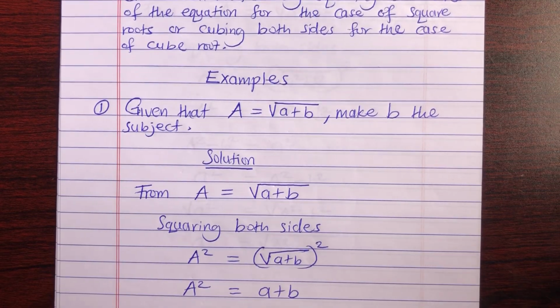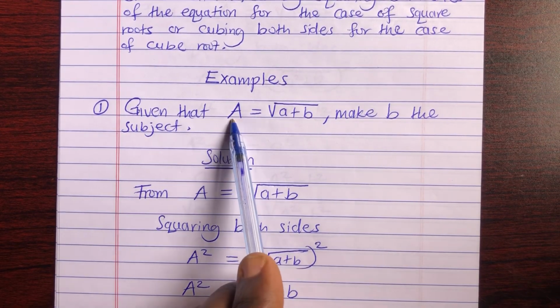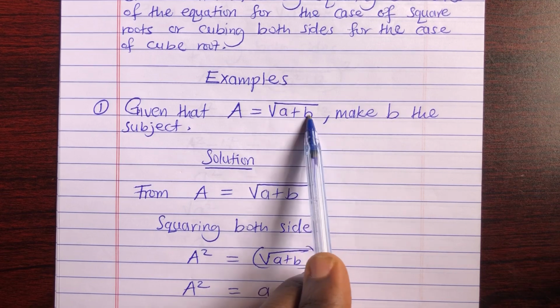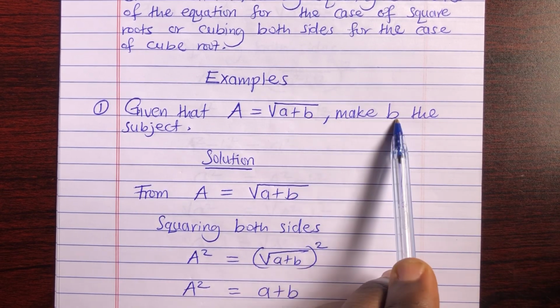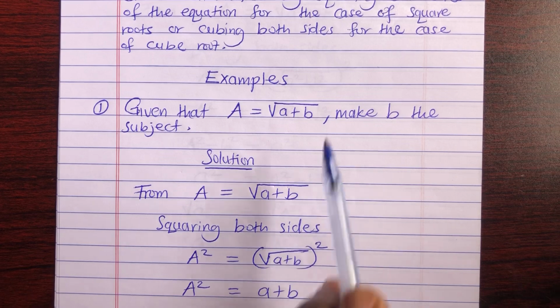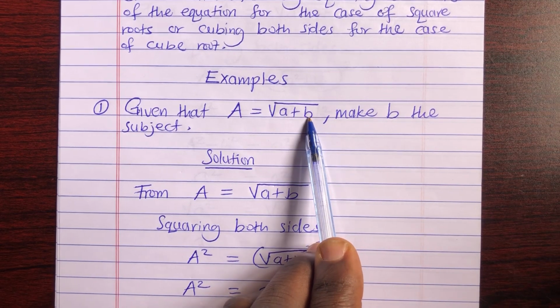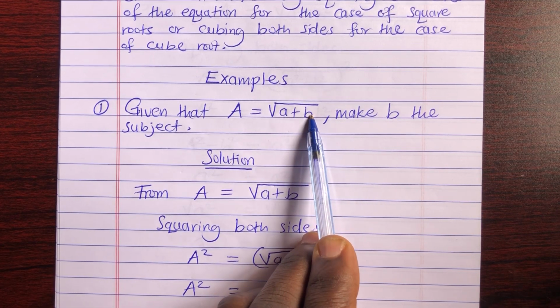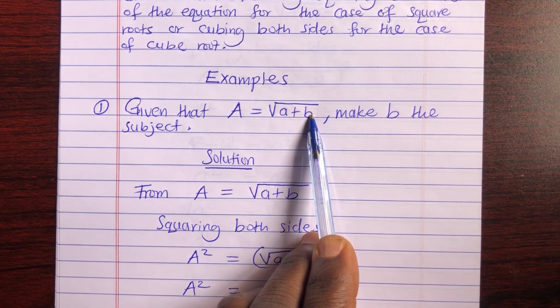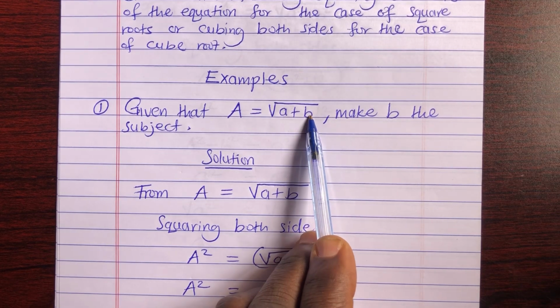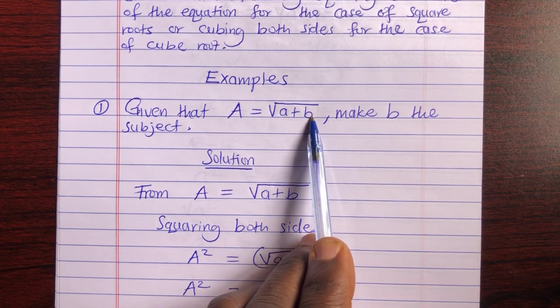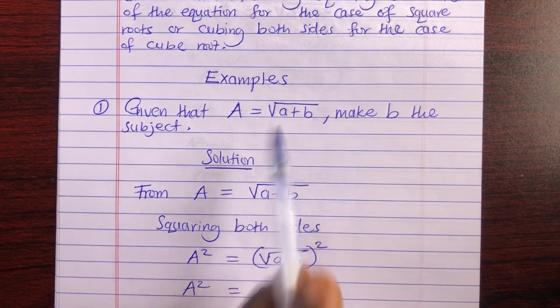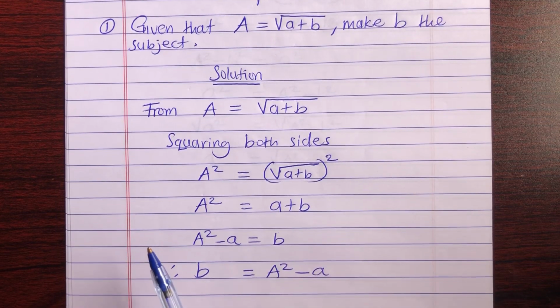Example 1, we are given that A equals the square root of A plus B, and they want us to make B the subject. But the B they want us to make the subject is under a root. The root is acting as a fence, meaning that for us to take away A so that we remain with B, we have to first break the fence. How are we breaking the fence? By squaring both sides. So, let us look at this in the solution.